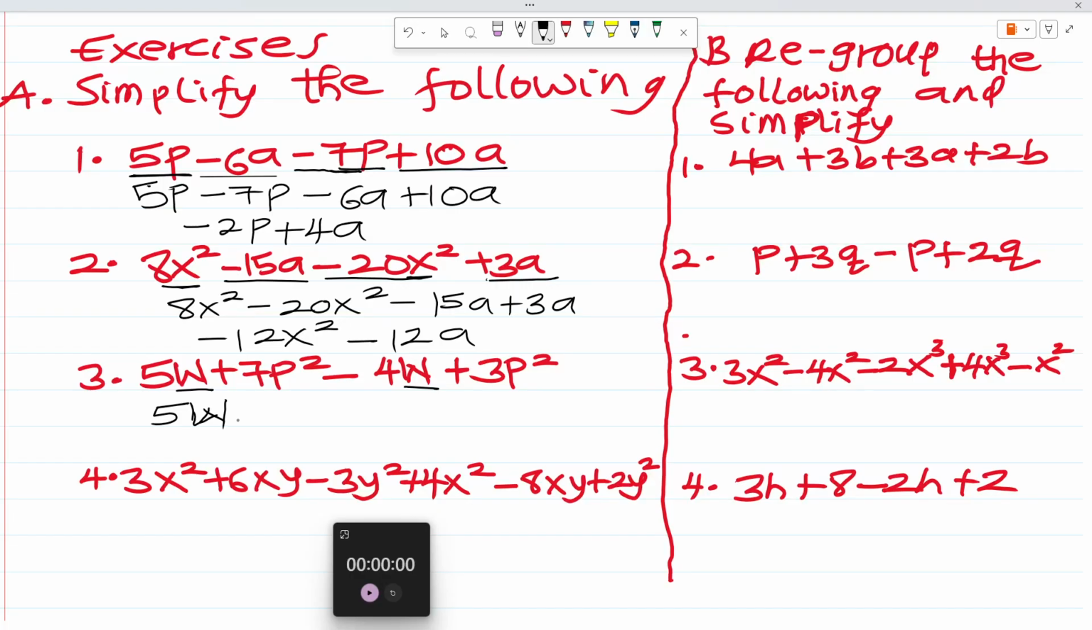5w. And the next one is negative 4w. Then the next is plus 7p squared. The next is plus 3p squared. So we add 5 minus 4. We have w, because we can't write 1w, right? And 7p squared plus 3p squared gives us plus 10p squared. So the next question.